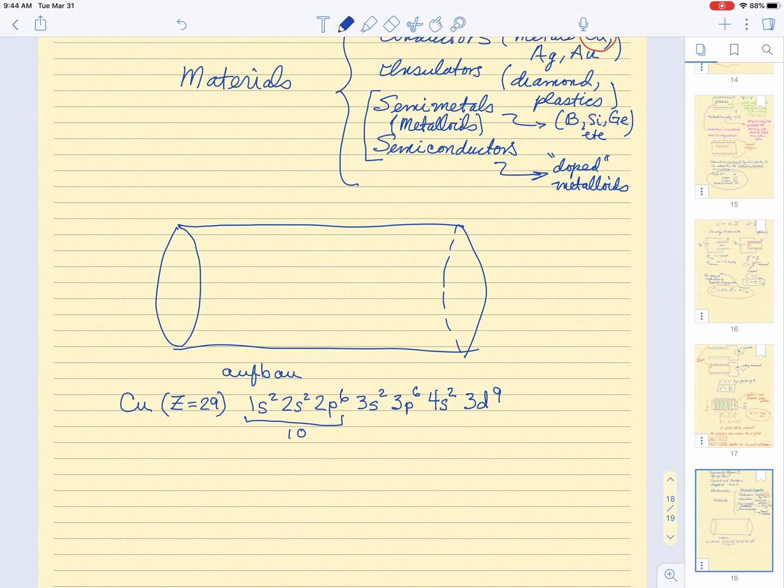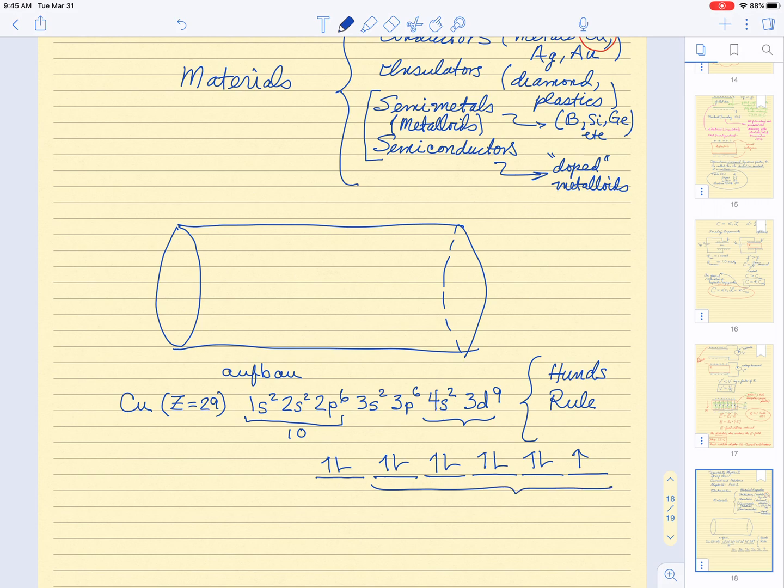So we know from Hund's rule, and hopefully some of you remember that, and if we actually look at the 4s2, 3d9 shell, 1, 2, 3, 4, 5, 6, 7, 8, 9, 10, 11. So here's the 3d, here's the 4s2.